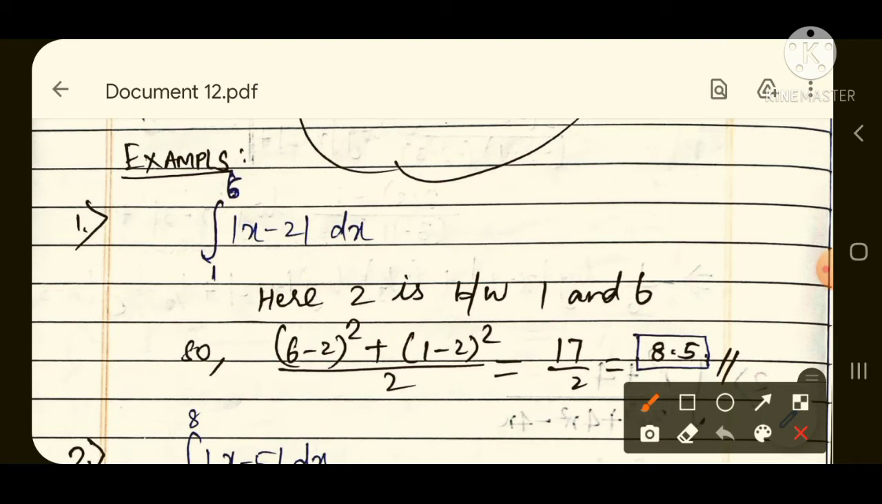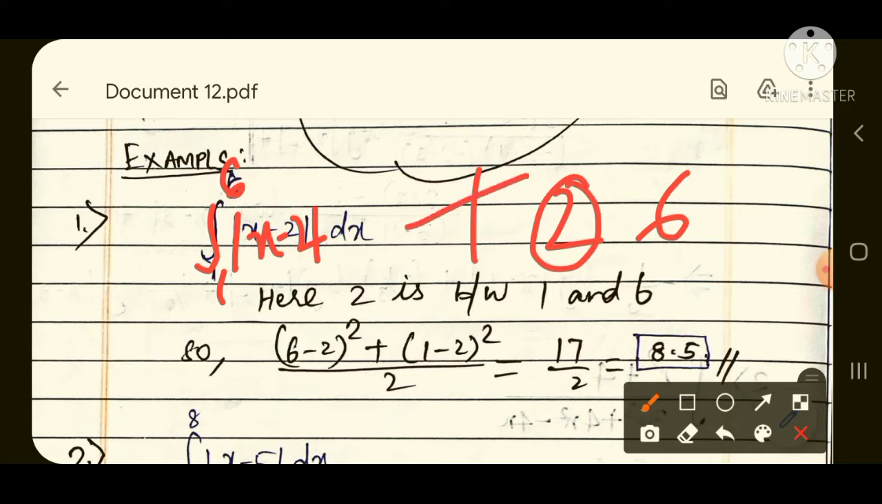It is integration 1 to 6 of modulus of x minus 2. Now firstly we will see whether this 2 is between our upper limit and lower limit or not. Here 2 is between the upper limit, 6, and the lower limit, 1. So yes, it is between 1 and 6, so we can apply the trick.